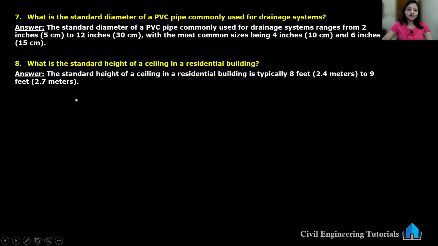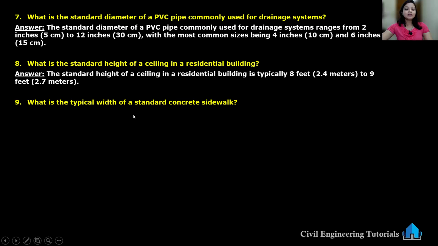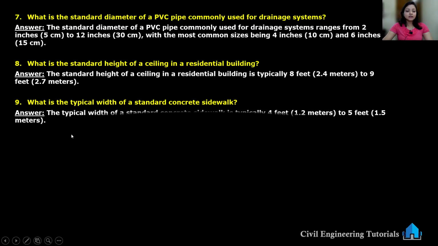Okay. Next, what is the typical width of a standard concrete sidewalk? So the answer is the typical width of a standard concrete sidewalk is typically 4 feet or 1.2 meters to 5 feet or 1.5 meters.